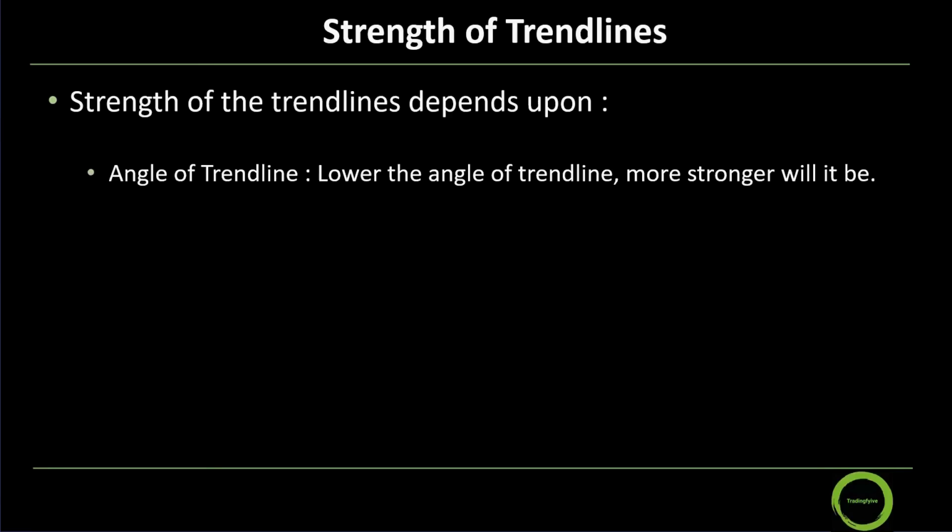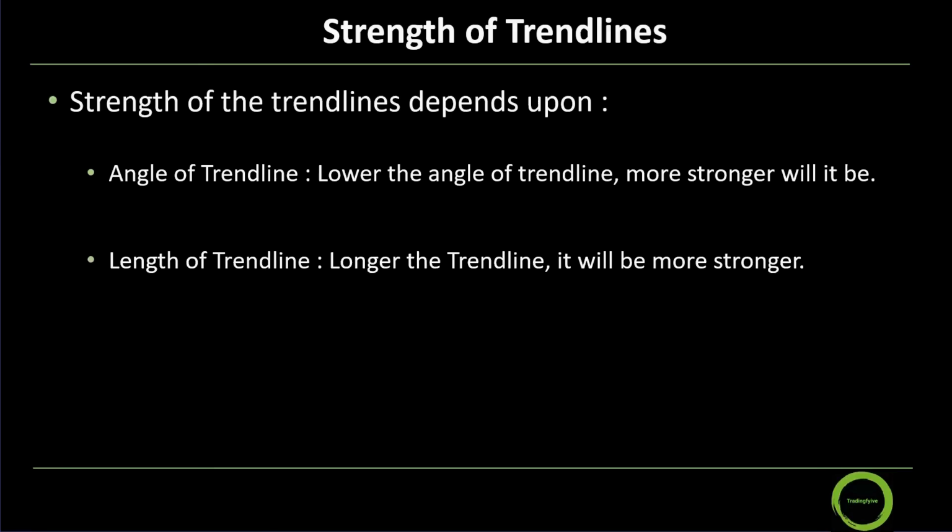First is the angle of the trend line. The lower the angle of the trend line, the stronger it will be. The trend lines which are less angular in nature are stronger than the trend lines which directly go up, or basically go up in a straight manner.